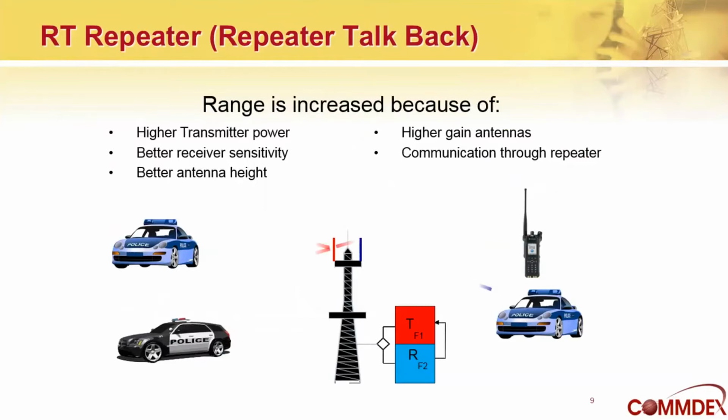Why? Because we have higher transmitter power. Typically a mobile will put out 30 watts, a portable maybe 5 watts, but a base station typically would put out 100 watts. So we have the advantage of more power. On the receive side, we typically have a better receiver sensitivity on the repeater's receiver. We'll have a better antenna height because we can use a fixed tower location or a building top where we can get more height. We can use higher gain antennas than we ever could in a mobile and portable environment. And so therefore we can get through the repeater and get a lot more range.